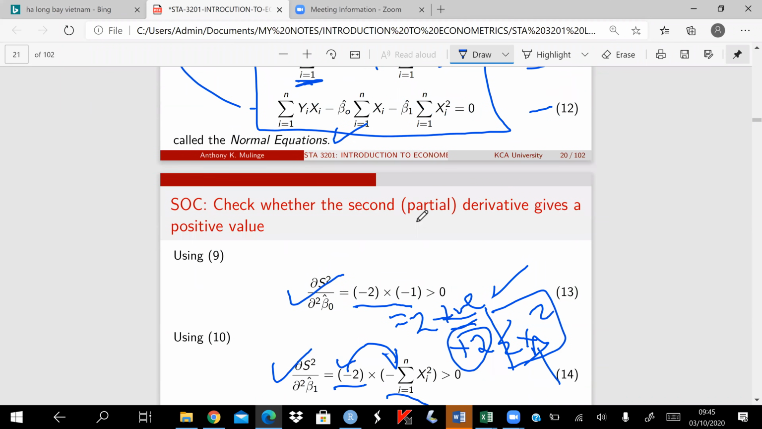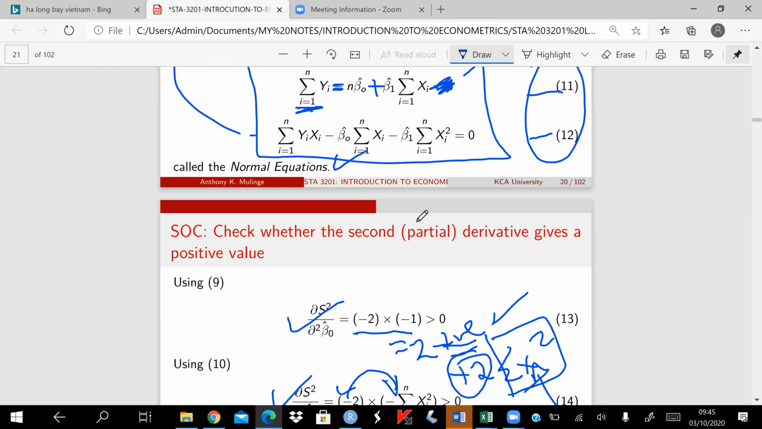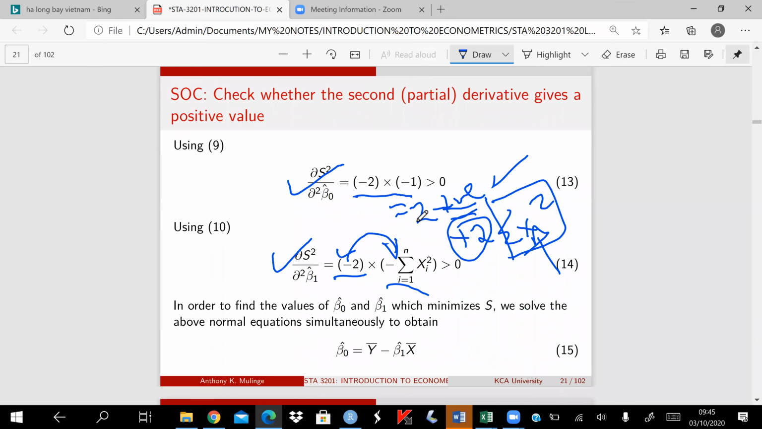Okay, so I was saying that you just need to play around with equation 11 and 12. Then you make beta naught the subject of the formula, as well as beta 1. Usually when you have actual data, you just solve these two equations simultaneously, and when you solve them simultaneously, you'll be able to get the values of beta naught and beta 1.